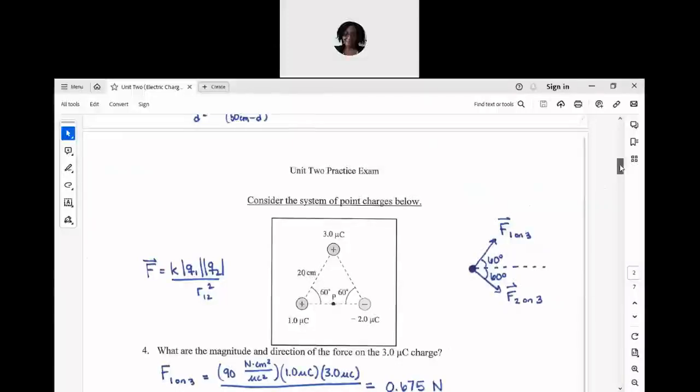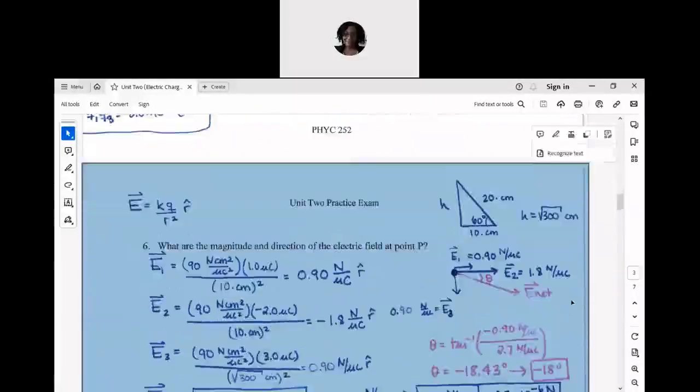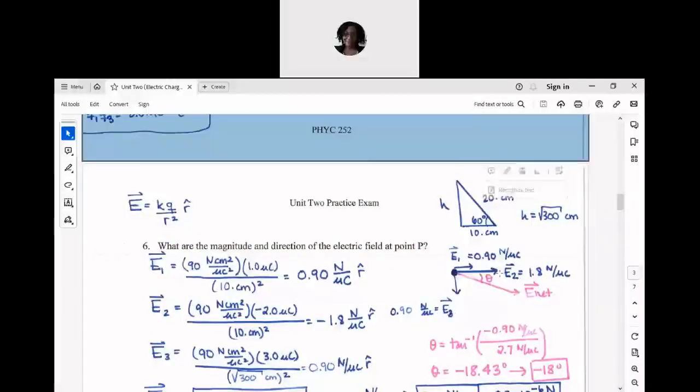So we can imagine field vectors just coming out of that positive charge. The 2.0 microcoulomb charge is negative, so we imagine field vectors pointing toward that charge. And then finally, for the positive 3 microcoulomb point charge, we can imagine electric field vectors at point P pointing straight down. That translates to 2 vectors that point toward the right, with different magnitudes, and just one vector oriented along the negative y-axis. So E net is going to point into quadrant number 4.